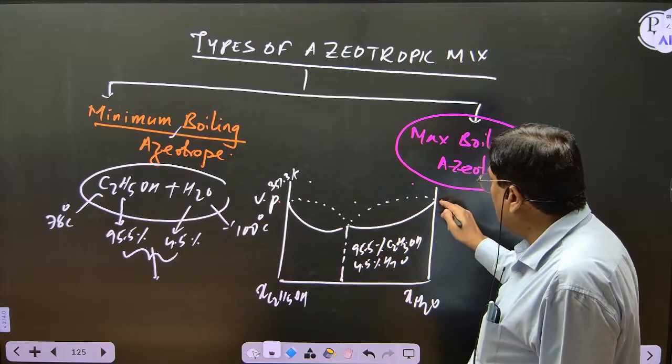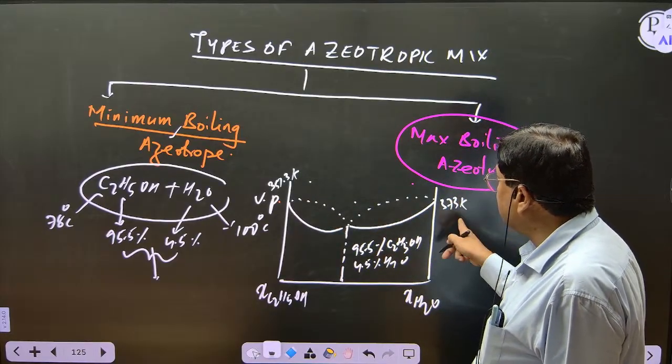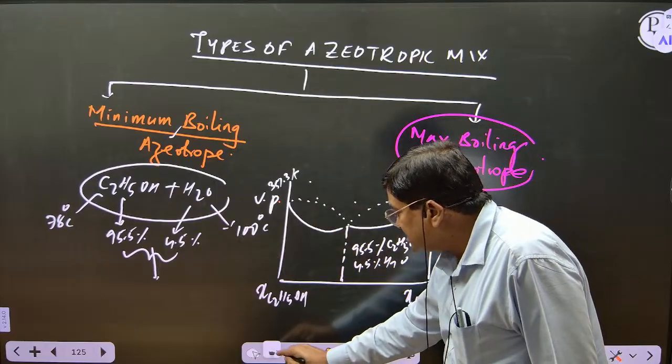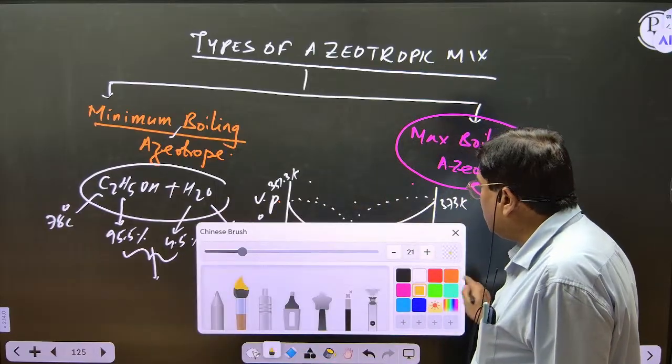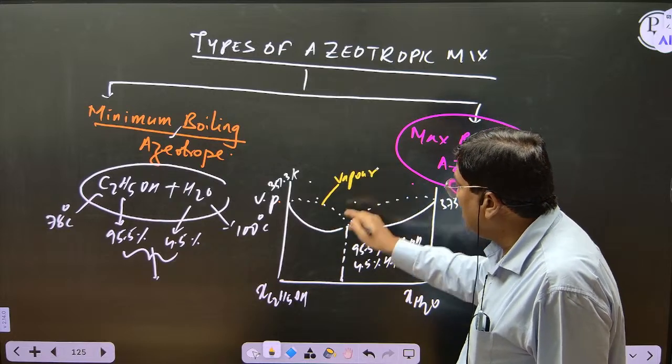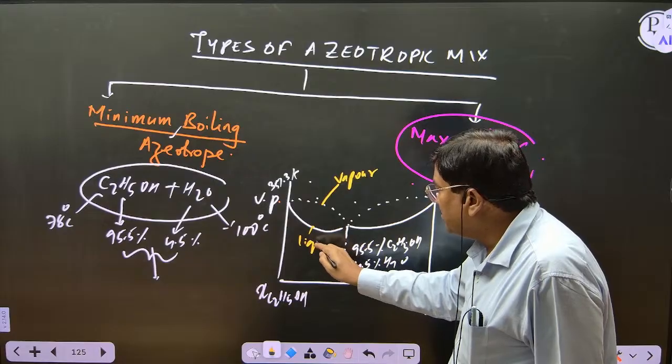The boiling point of ethyl alcohol is 351.3 Kelvin, and the boiling point of water is 373 Kelvin. But what phase is this, student? This is the vapor phase. The dotted line is the vapor phase. Are you getting my point? This is the vapor phase and this is the liquid phase.